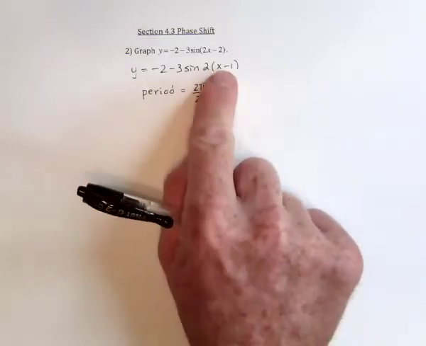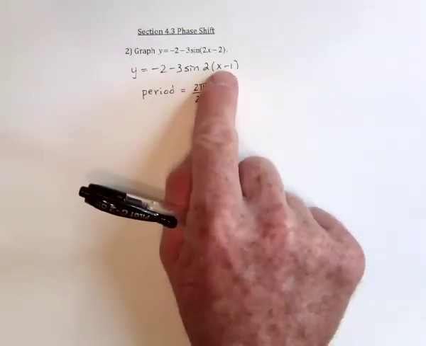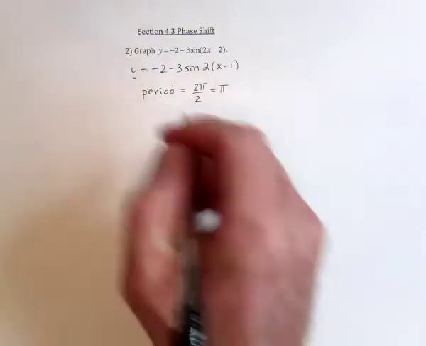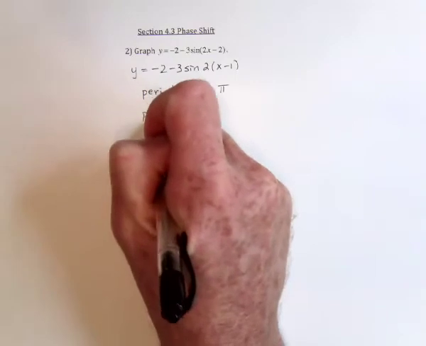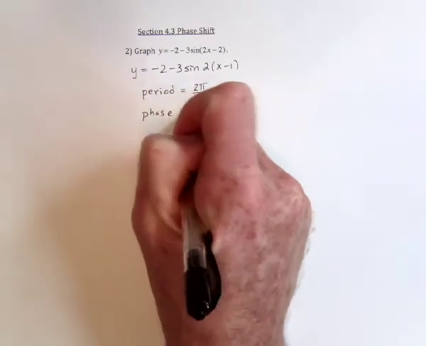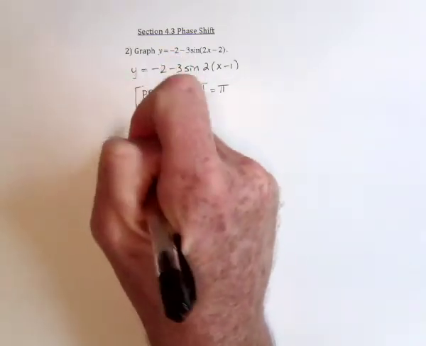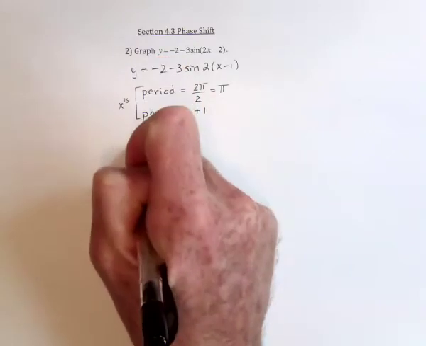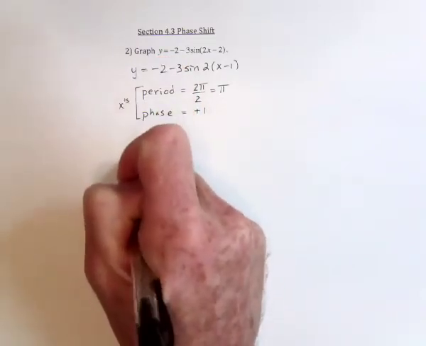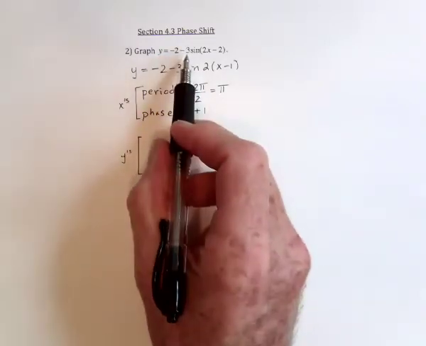The other x information is that it's being shifted to the right by 1. So the phase shift is to the right by 1, or plus 1. There is the x information. And now for the y information. Well, first of all, the amplitude is 3.